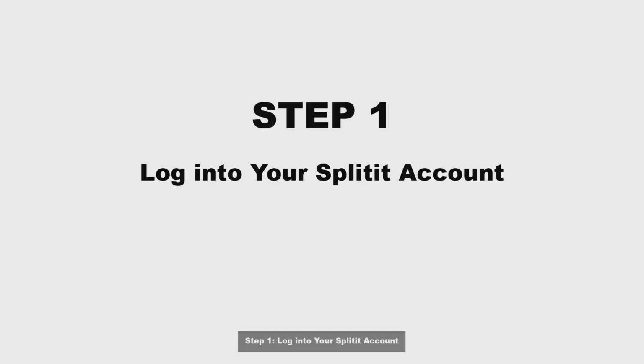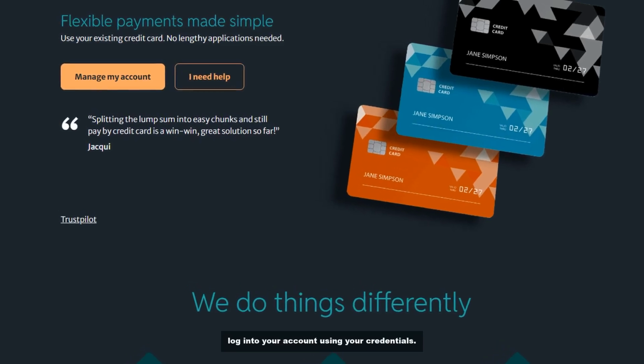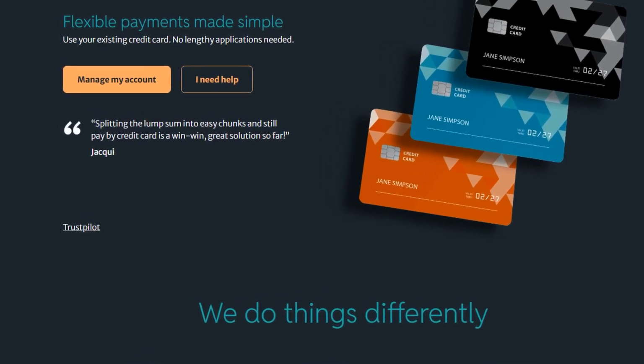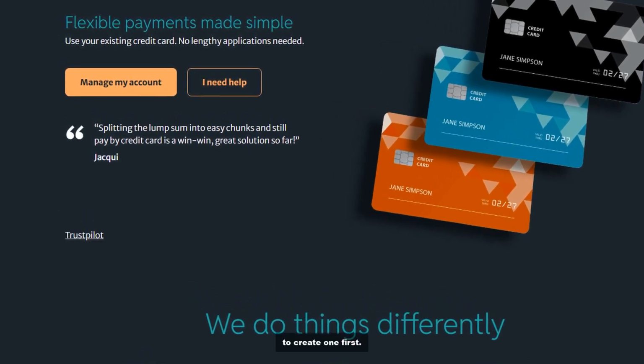Step 1. Log into your Splitit account. Visit the Splitit website or open the app and log into your account using your credentials. If you don't have an account, you will need to create one first.